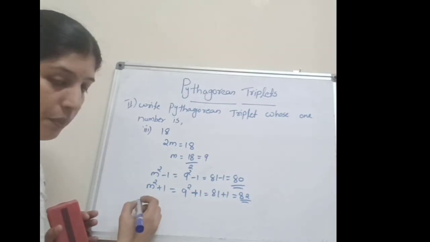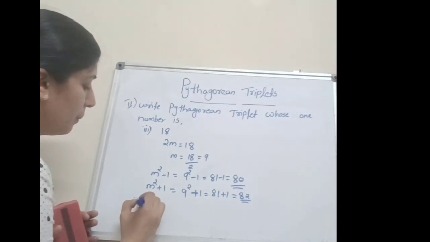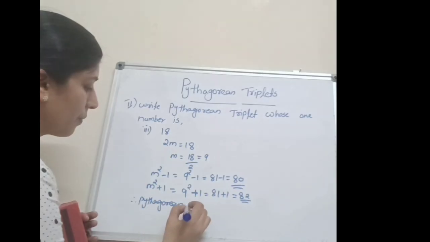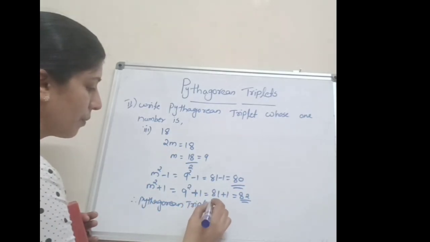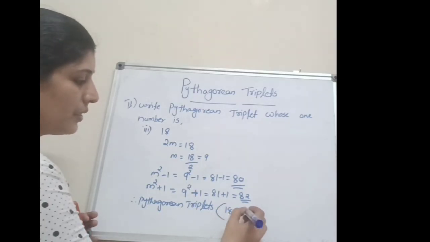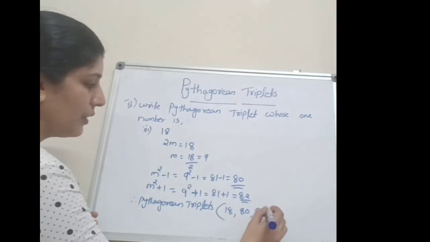Therefore, the Pythagorean triplets are 18, 80, and 82.